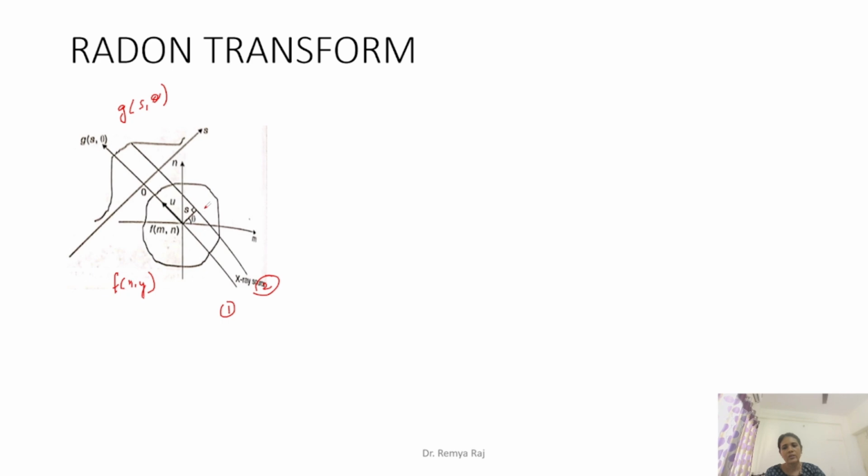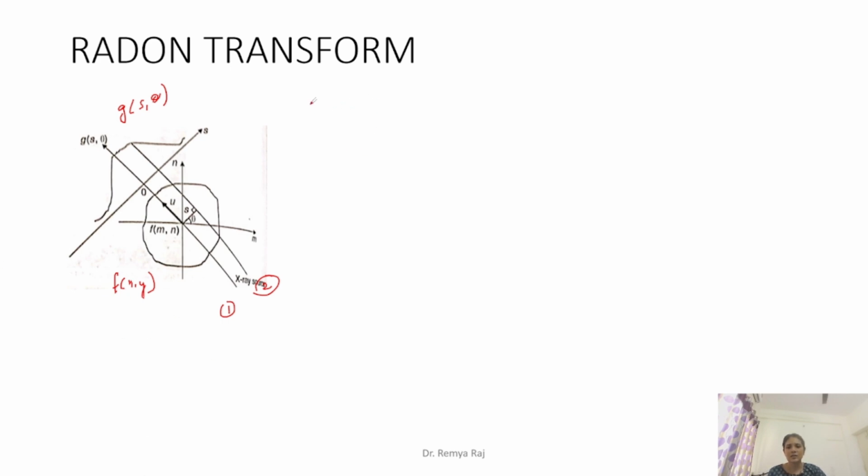Now, x comma y are the normal coordinates of the object. Then we transform into a projection at an angle theta with a distance s. The new projection coordinates are given by s and u. Now we are going to see how we get the new projections g of s comma theta with the help of these new coordinates.